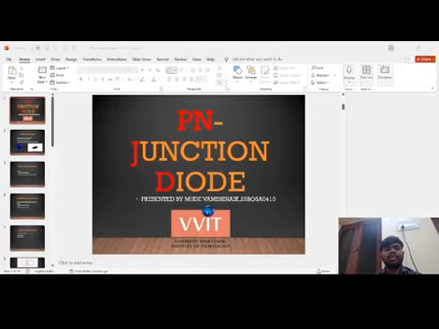I am M. Vamsi Naik. My topic is PN junction diode. This is one of the most important components in electronics. It is used in rectifiers, LEDs and switching devices.